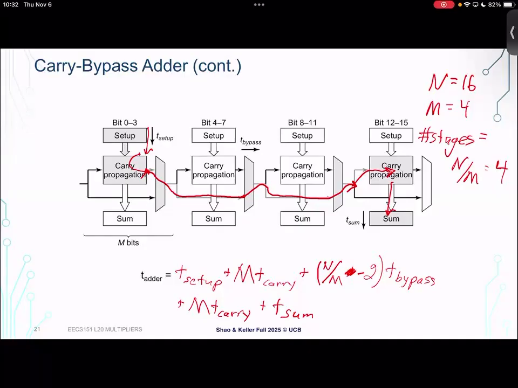Yes. Why is it minus 2? Yeah, because of the number of times that we go through this bypass critical path through the muxes. Well, I guess it's assuming that this first mux is counted as part of the carry propagation delay of the first stage. And so it's basically just counting from here to here.